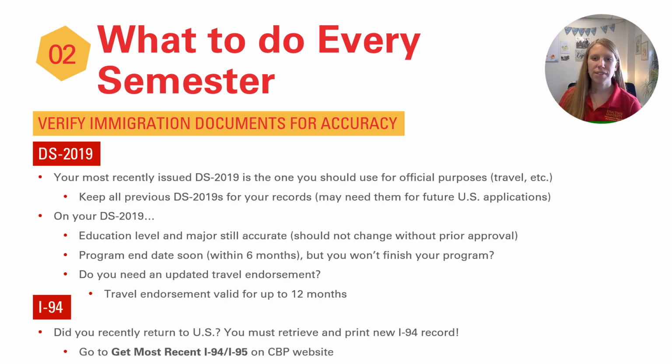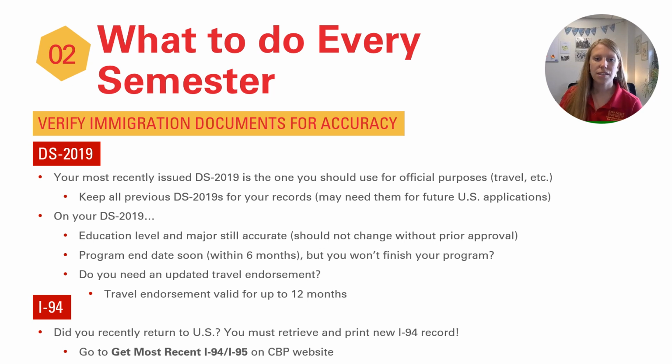Throughout your time at Iowa State, you will want to check your immigration documents to verify them for accuracy every semester. One of these documents that you should verify is your DS 2019. You should always have your most recently issued DS 2019. This is the DS 2019 that you should use for official purposes such as travel. Please make sure that you keep all your previously issued DS 2019s for your records after a new DS 2019 is issued.